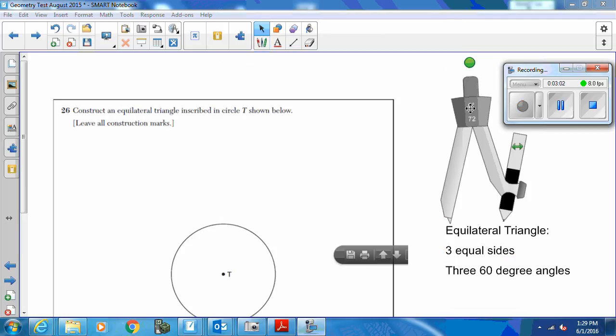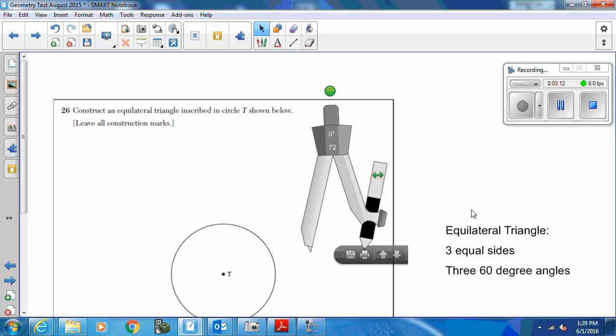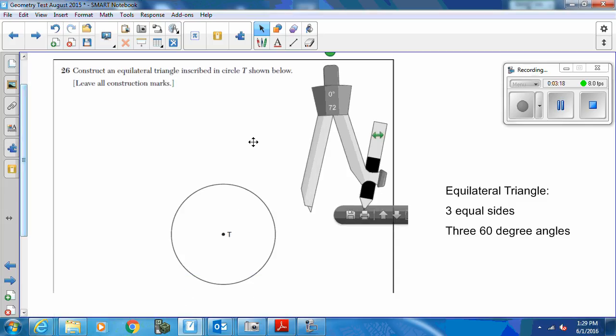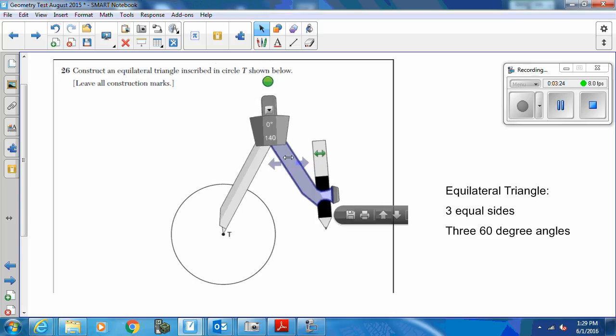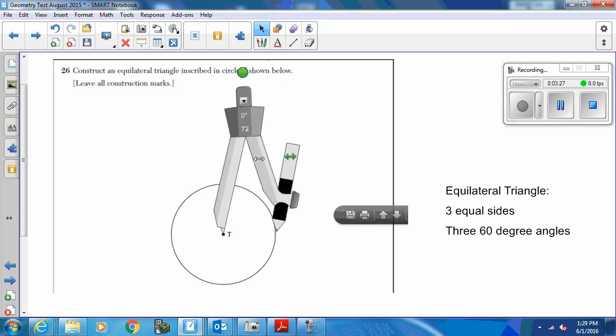All right, looking at number 26, you're asked to construct an equilateral triangle inscribed in circle T shown below and leave all your construction marks. So I want you to write down what an equilateral triangle is. 3 equal sides and 3 60-degree angles. And then hopefully you remember back to what we did. So if you don't have a compass, you can just watch this. What I want to do is measure out the radius of the circle.